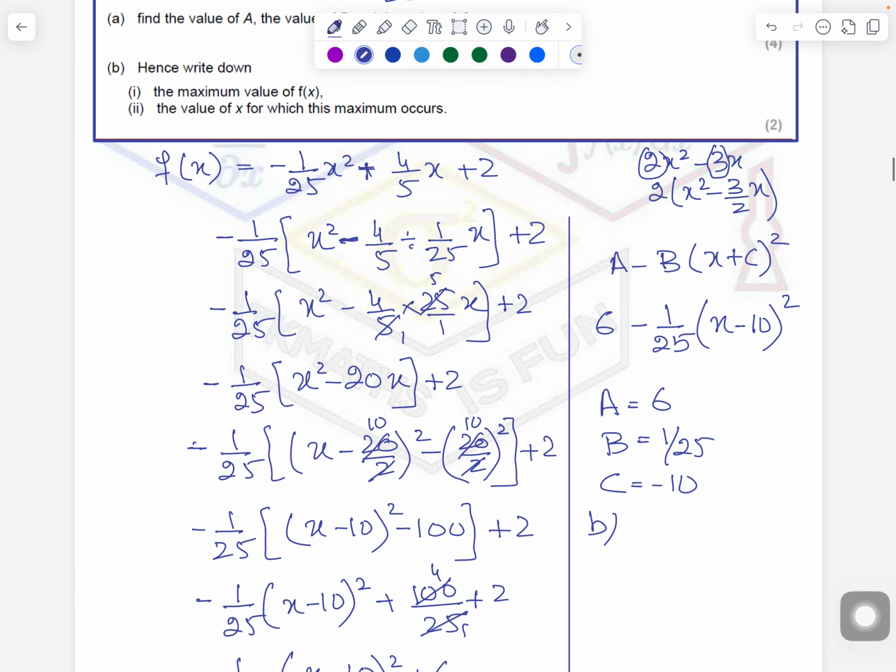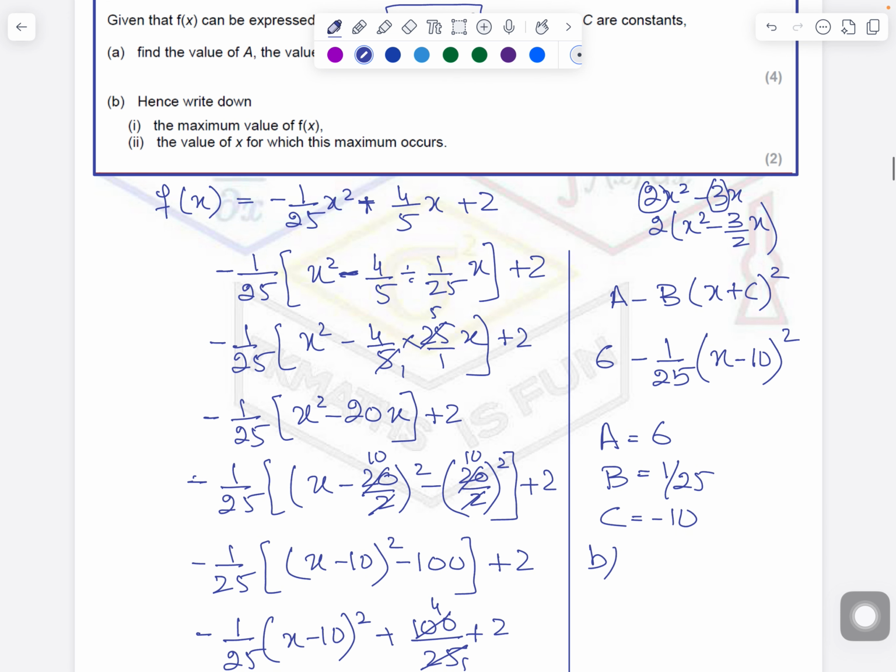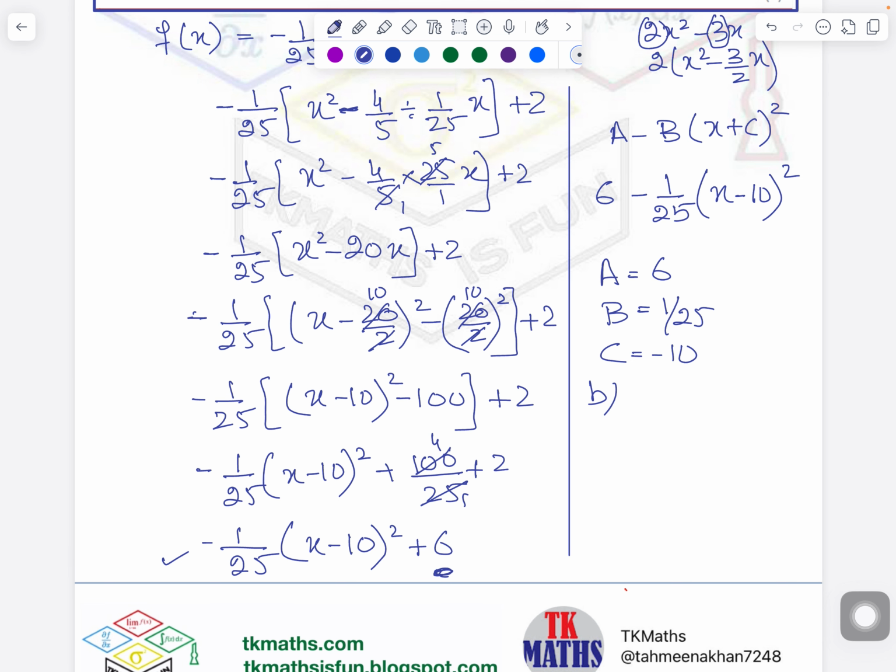So this is how you have to mention each part separately, and after that the last part of the question, the maximum value. Of course this is my maximum value and it is occurring at this value of 6. So you will write maximum value equals 6, and the value of x at which it is occurring is equal to 10.